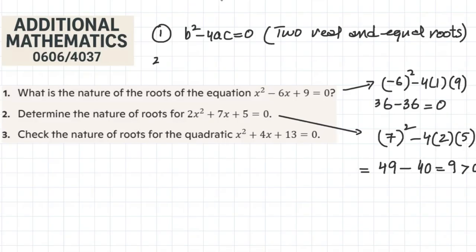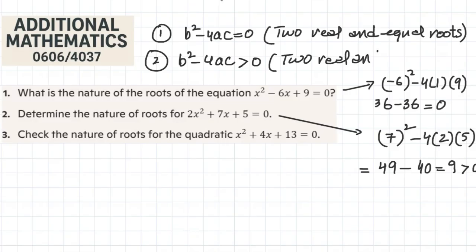You can write the second condition. Whenever b squared minus 4ac, the discriminant's value, is greater than 0, you will have two real and distinct roots. By distinct, we mean they are different, both of them. We'll get to how the sketch of this graph looks like.